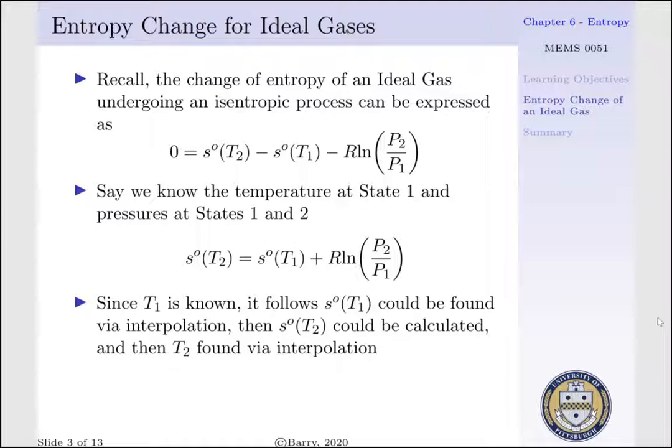Say we know the temperature at state 1 and our pressures at state 1 and state 2. Thus, we could solve for a standard entropy at state 2, such that S0 of T2 would be equal to S0 of T1 plus R times the natural log of P2 per P1. Since T1 is known, it follows that our standard entropy could be found via interpolation from our steam tables. Then S0 of T2 could be calculated, and then T2 could be found via interpolation from that known value.